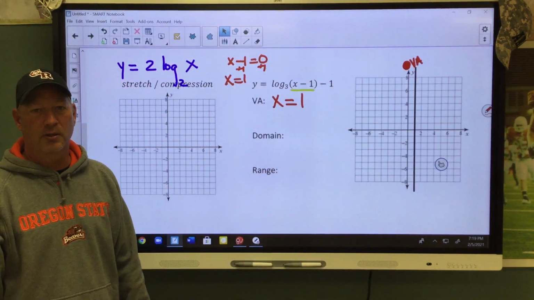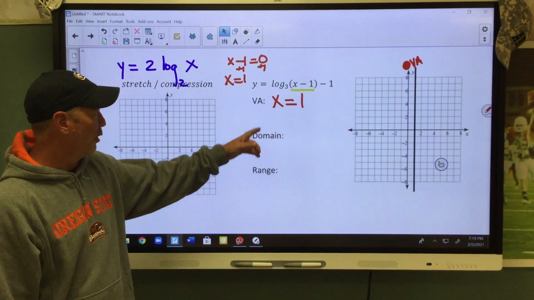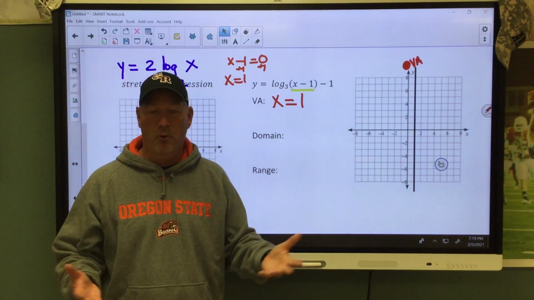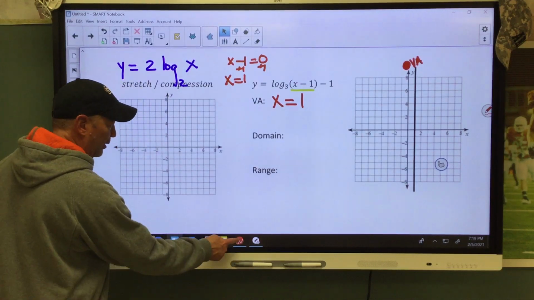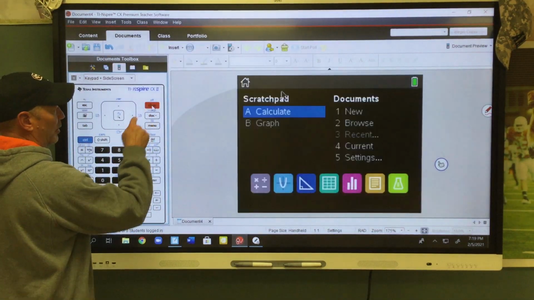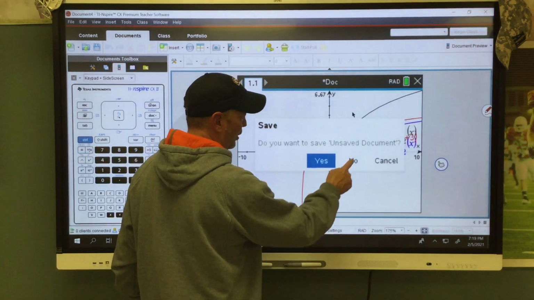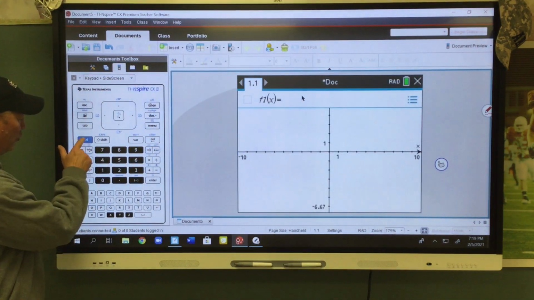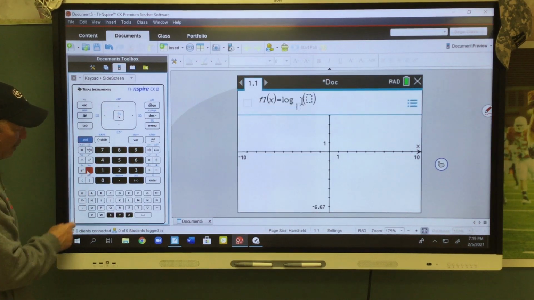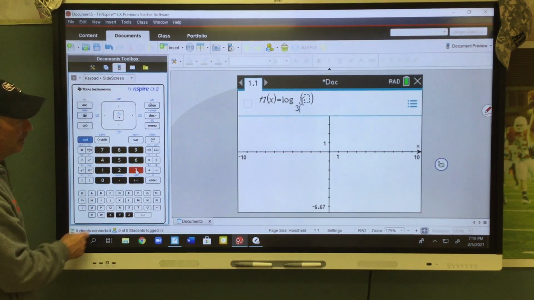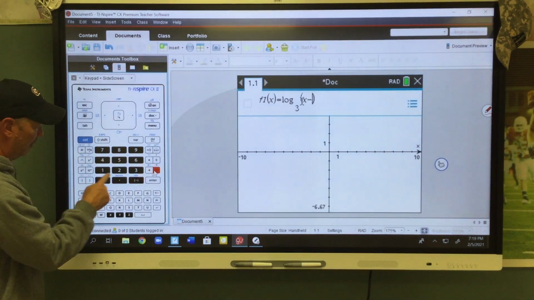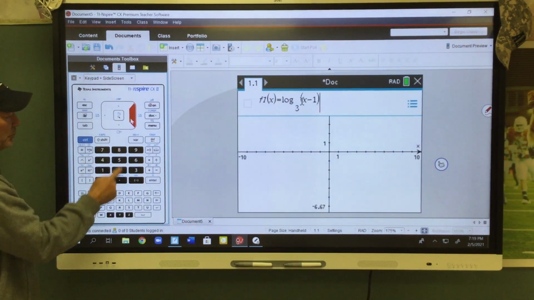There's my vertical asymptote. As far as now graphing this, we're going to go to the calculator and we're going to pick some points. So go to your calculator. Let's go home, new, and we're going to go to a graph, and we had log, control, log base 3, and inside the parentheses we had x minus 1, outside the parentheses we had a minus 1.